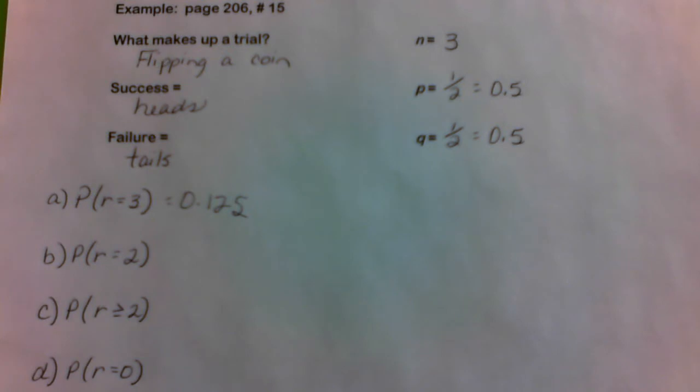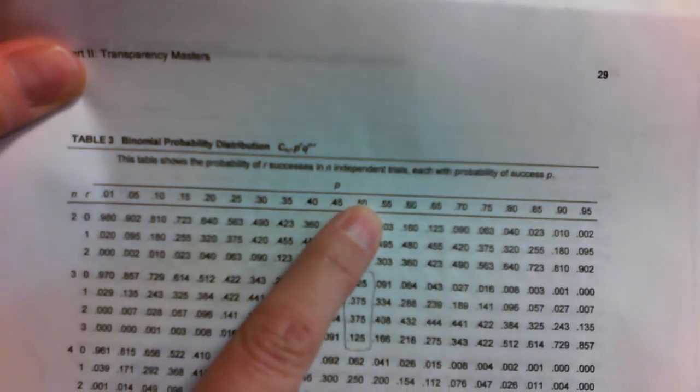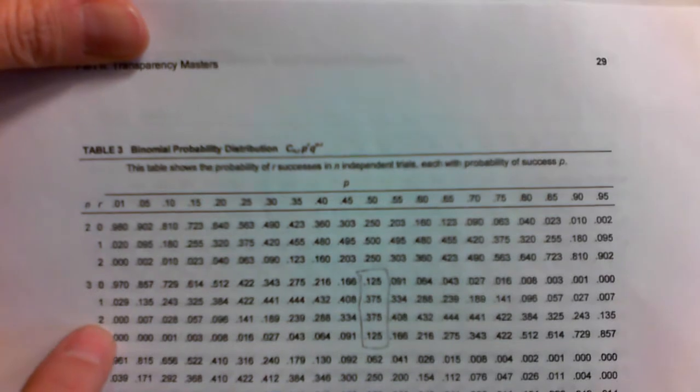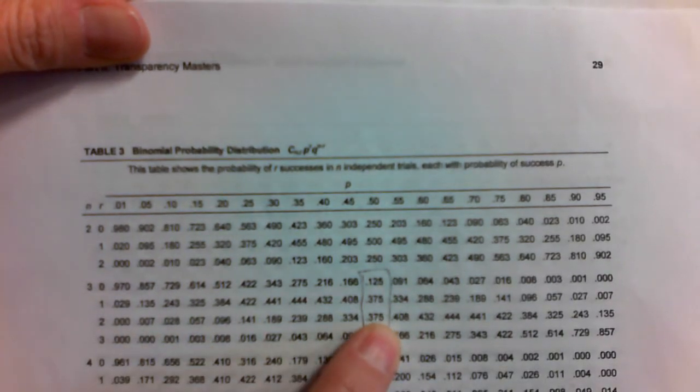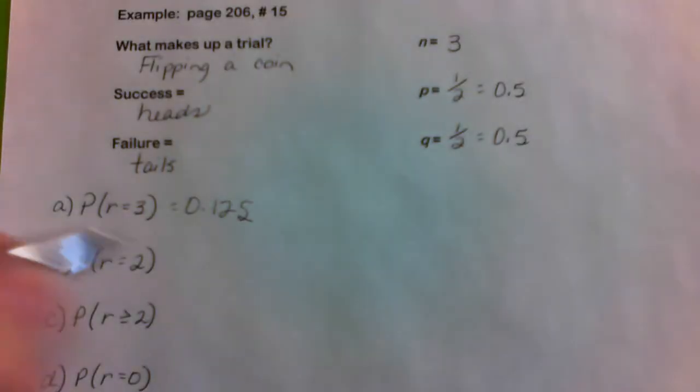Then it says, in part B, find the probability of getting exactly 2 heads. Well, it's still 0.5 is P. N is still 3, but now I want 2 heads, so it'd be 0.375.